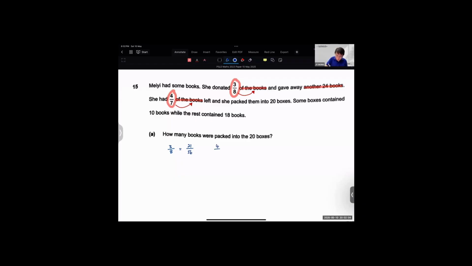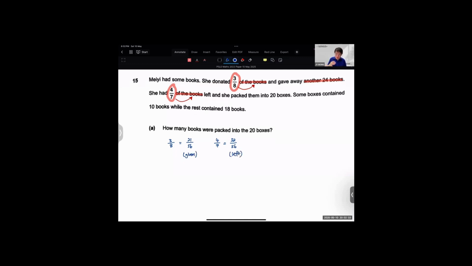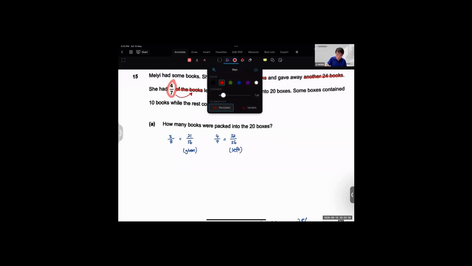Right? And then 4 out of 7, times 8, you will get 32 out of 56. You don't need to go and do weird things like go and draw 56 units. Please do not do that. Okay? So this was what was given away, right? And this was what was left, right? In between there is a what? There's another 24 books, right? That was also given away.